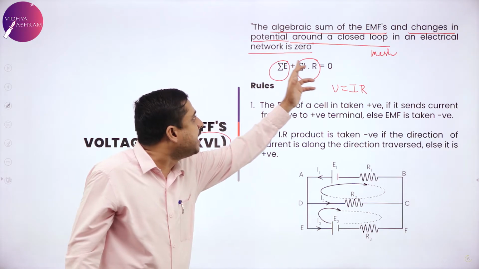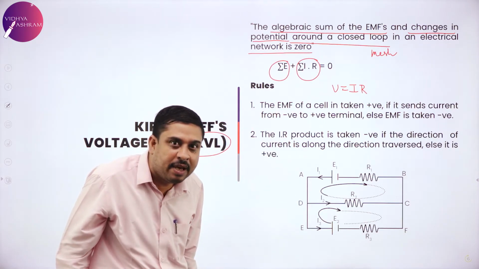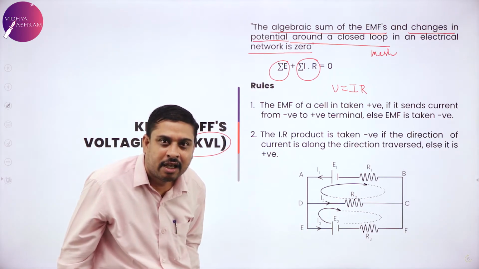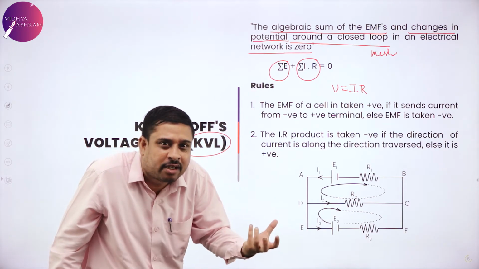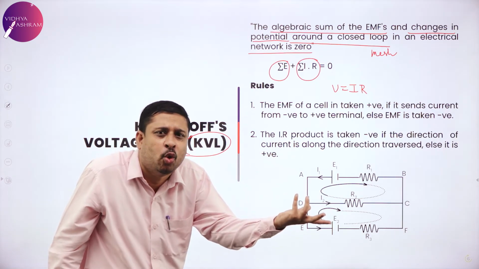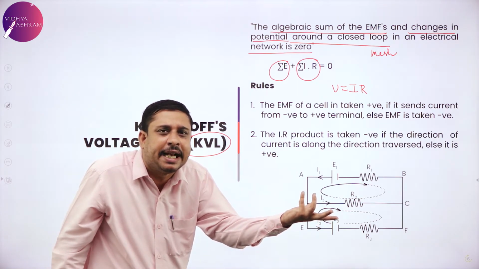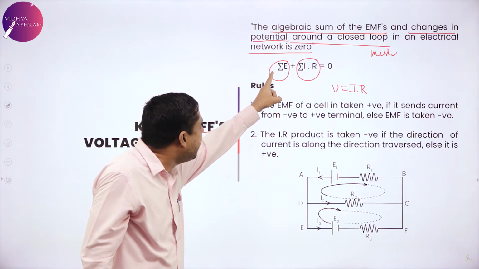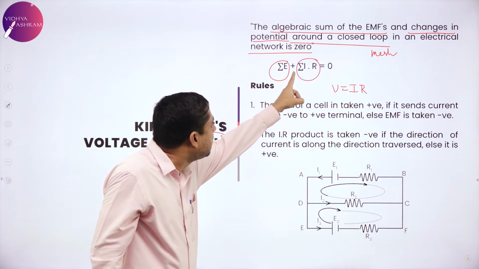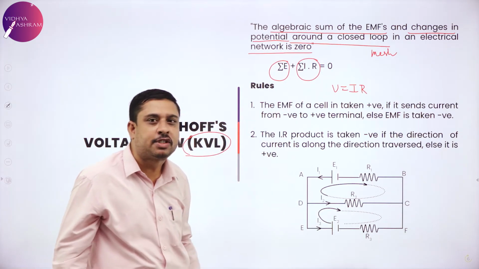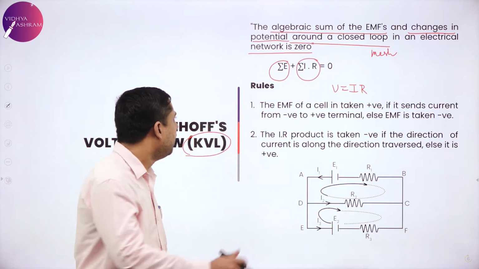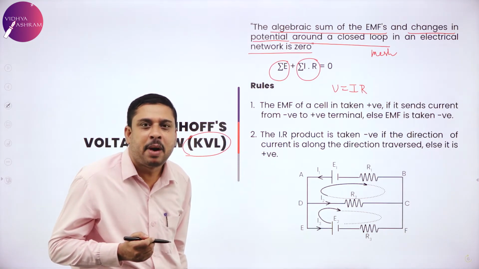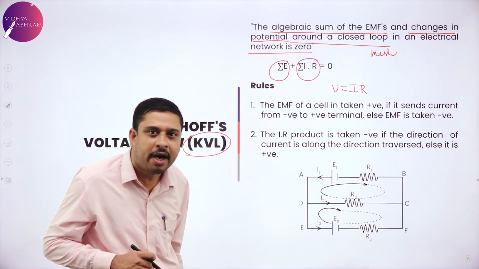So the algebraic sum of EMFs and changes in potential, the IR products, in a closed loop of an electrical network should be 0. So summation E plus summation IR is equal to 0. Now, there are two rules that we follow to apply KVL to a network.